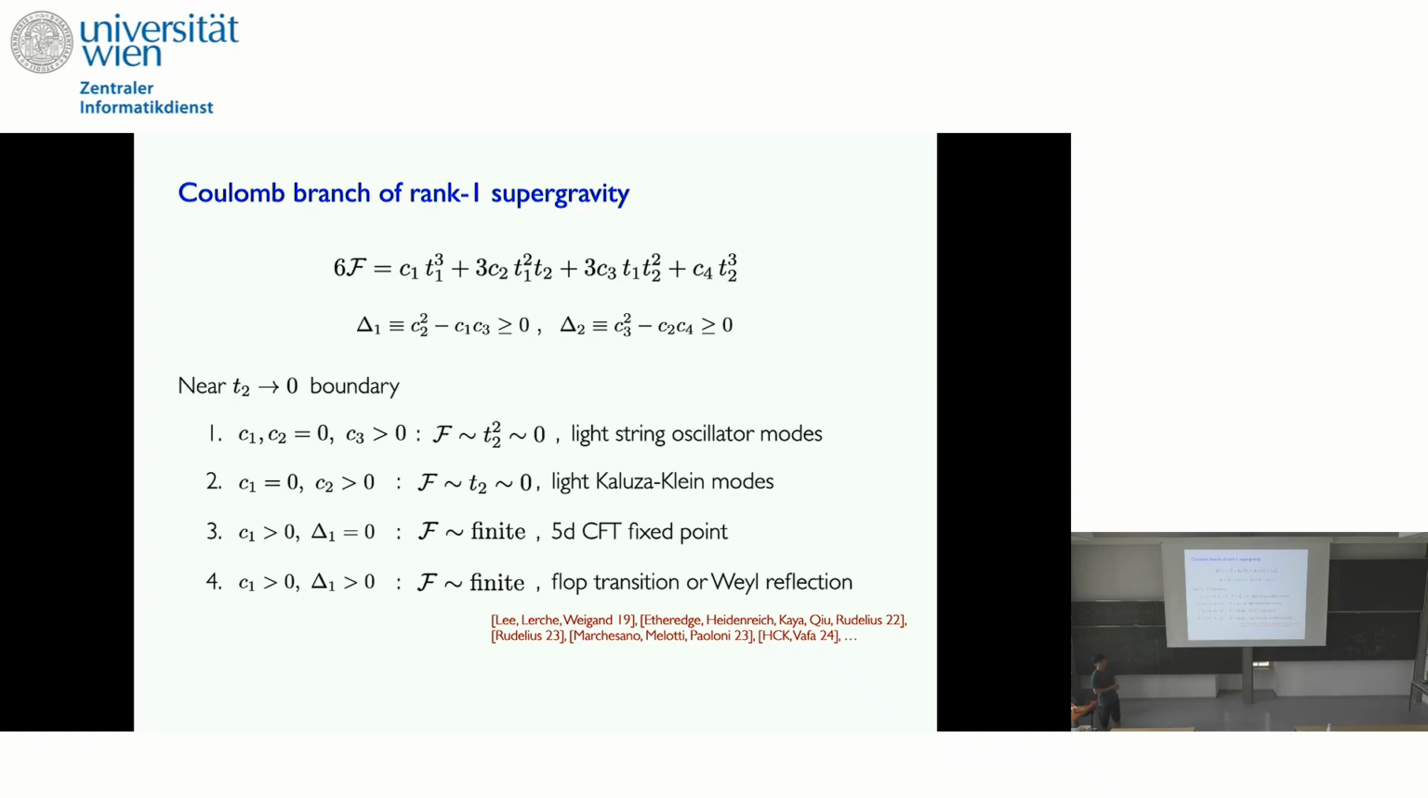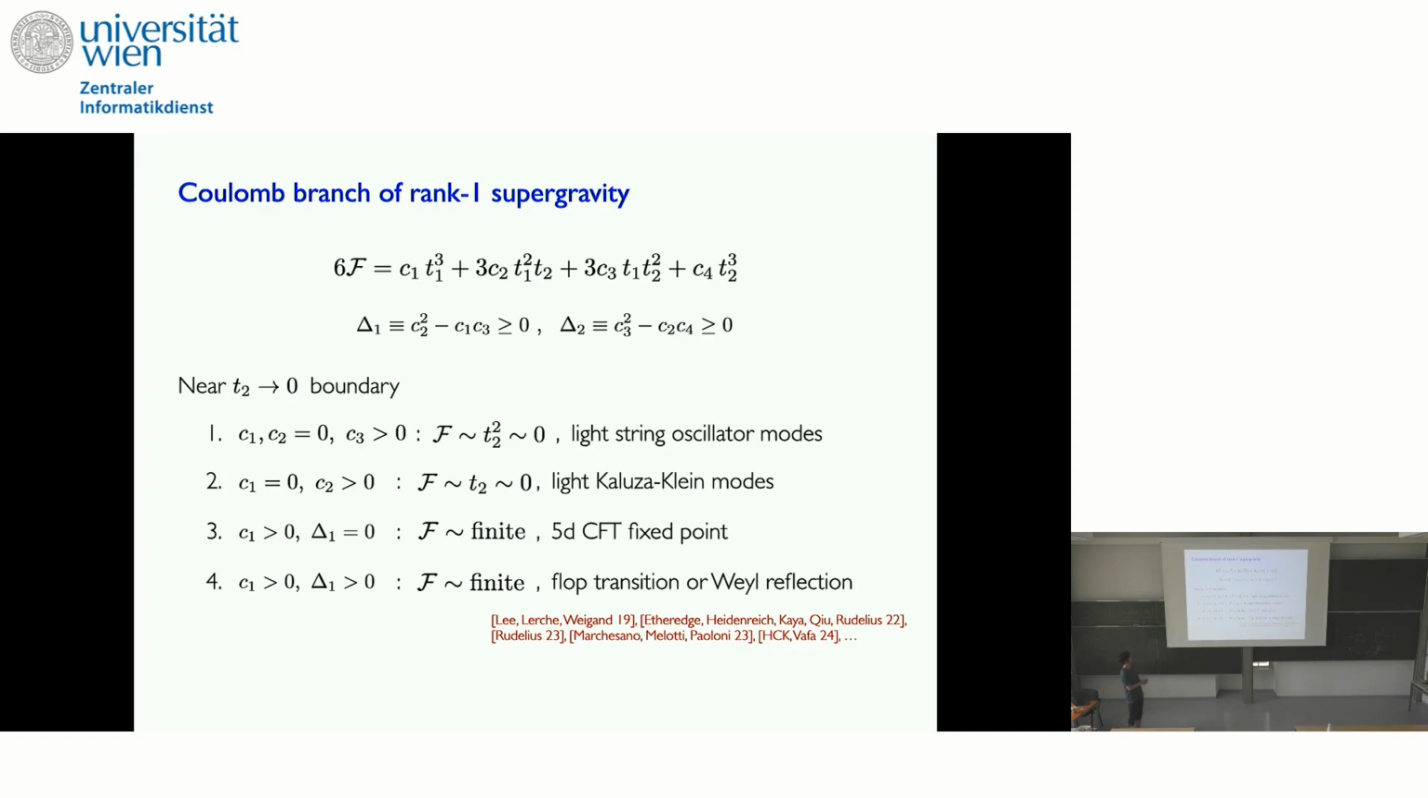And from these coefficients, we can extract the behavior of the physics at the boundary. So for example, let's consider the boundary when T2 vanishes. And we have 4 types of boundary physics. Firstly, if C1 and C2 vanish, then as you see, as we approach the boundary, the prepotential scales with T square. In this case, the boundary behavior has been extensively explored in many papers, and this boundary corresponds to the emergent string limit with the light string oscillator mode.